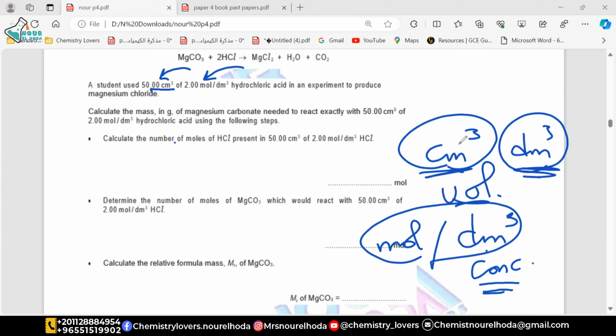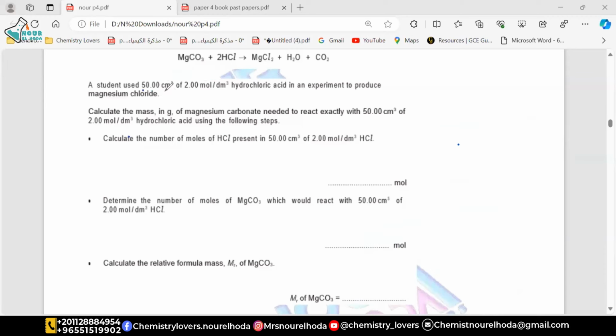Okay? Let's do it. 50 centimeter cube, this is the volume, with 2 mole per decimeter cube of hydrochloric acid. So what is this? Is this concentration or again volume? Concentration, am I right? Bravo, good job. You wrote in the chat. So this is concentration, and all these numbers are for the hydrochloric acid.